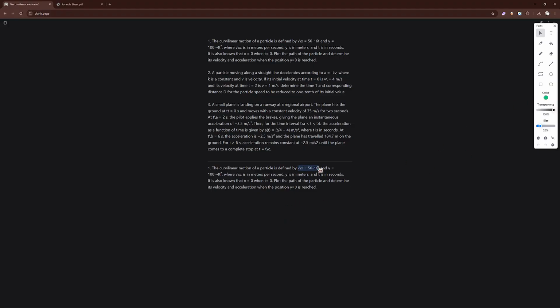We have v of x is equal to this, and we have y is equal to this. So this is split into x and y. What are we looking for? We're looking for the path, the velocity, and the acceleration at y equals 0.